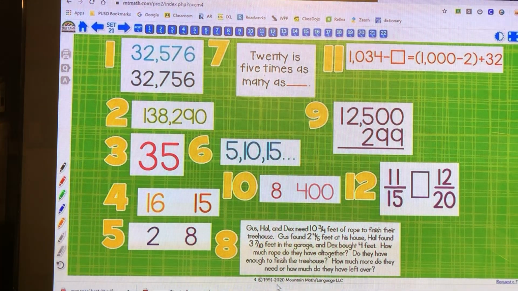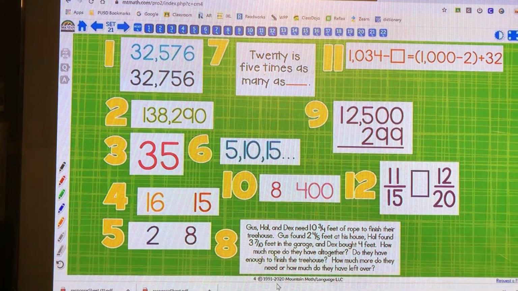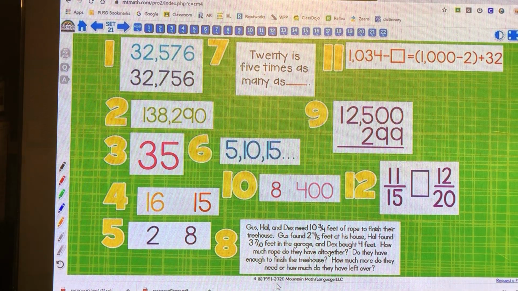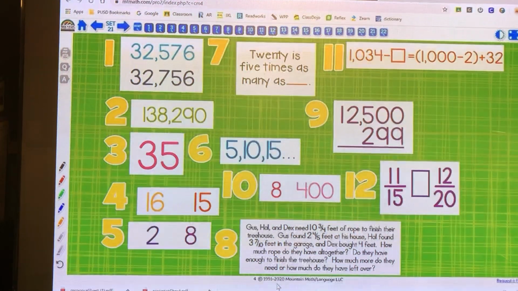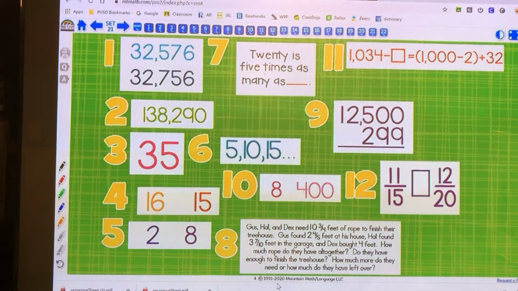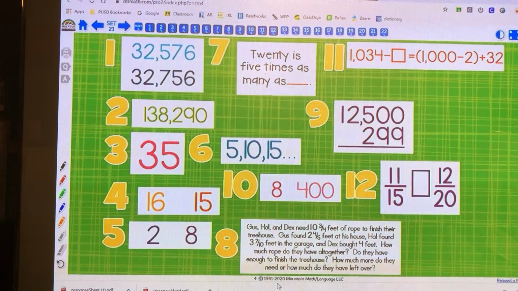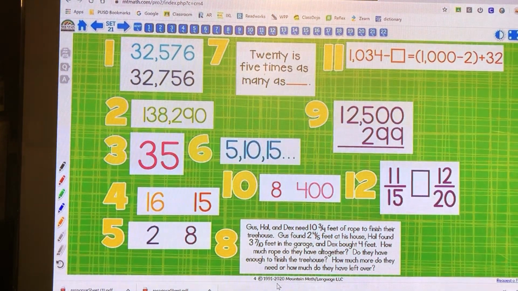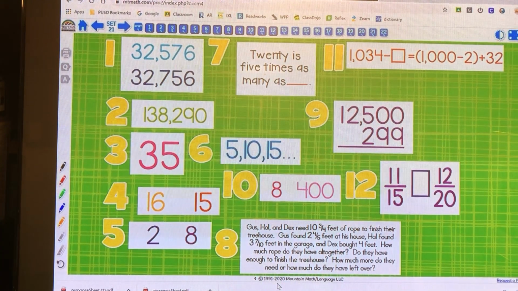9 and 10. So the numbers for 9, we have 12,500 and 299. I'm going to go ahead and write that down. 299. We'll add it, and then we'll also subtract it.